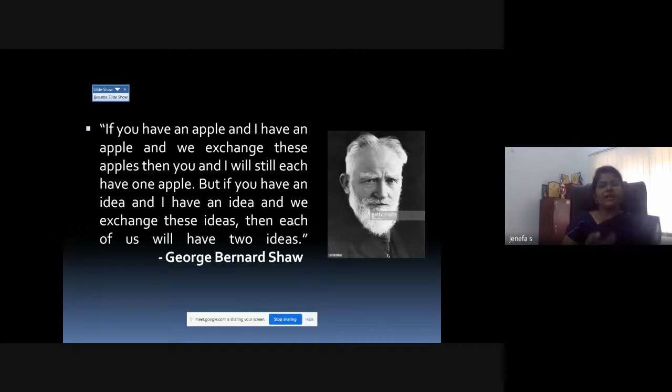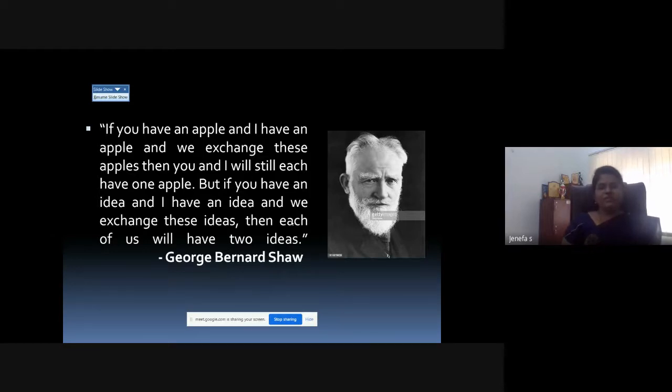Yes. This is again a beautiful quote from Bernard Shaw. Collaboration is all about sharing, right? Sharing our resources. How does collaboration help us? I will read the quote. If you have an apple and I have an apple and we exchange these apples, then you and I will still each have one apple. But if you have an idea and I have an idea and we exchange these ideas, then each of us will have two ideas. That is the basic premise of collaborative learning.